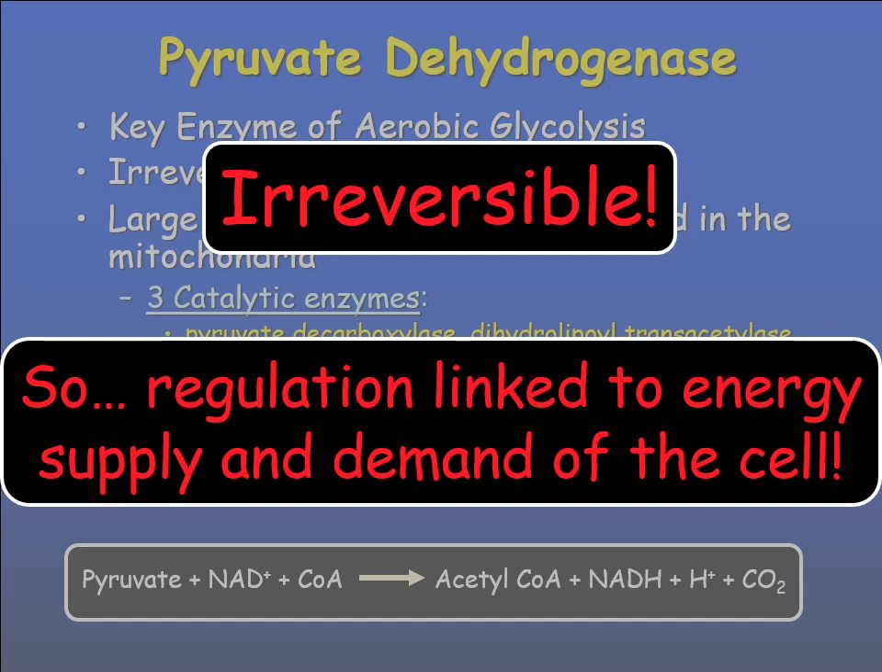So on this basis, it's quite a big decision as to whether your cells will convert pyruvate into acetyl-CoA, passing through this irreversible step. So ultimately, the regulation of this enzyme is completely linked to energy supply and demand of the cell. So can you guess when you're likely to shut this enzyme down? Yep, you guessed it, it's when you're starving. So let's have a look at how your body does this.